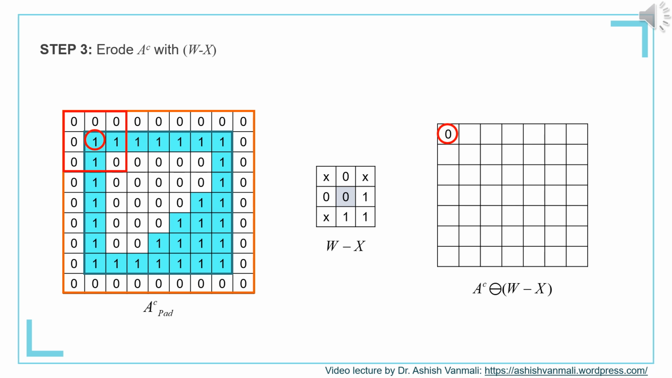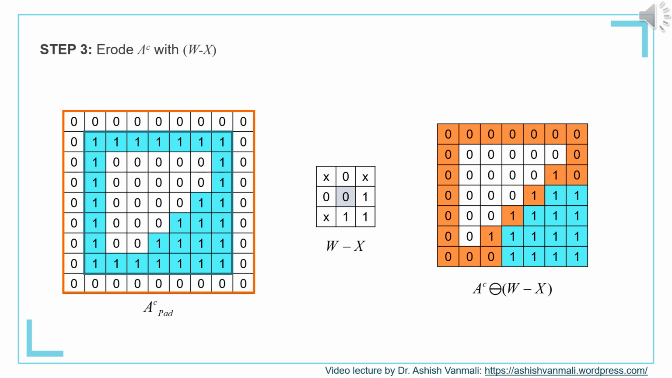To erode A complement with W minus X, we will keep the center of W minus X at different locations of A complement and find the underneath subimage. We will check whether W minus X is totally contained by A complement or not. That means we will check whether wherever we have ones in W minus X, we have ones in that subimage also. If it is true, then the result will be 1. Otherwise, the result will be 0. So here you can see the result for the first pixel.